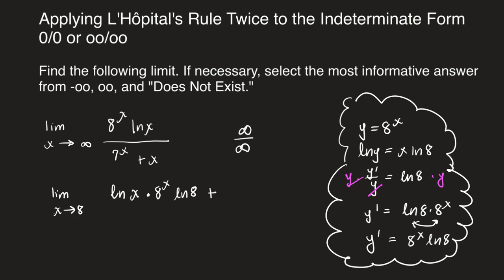And then we'll go ahead and take the derivative of the second factor, which is 1 over x, and multiply it by 8 to the x. Now we'll take the derivative of the denominator. So we have the derivative of 7 to the x, and so we're going to get 7 to the x times the natural log of 7, and the derivative of x is just 1. We notice that we have an 8 to the x in each factor, so I'm going to factor out that 8 to the x.